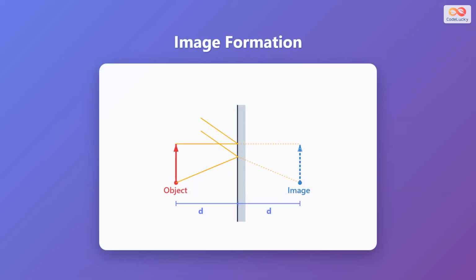When an object is placed in front of a plane mirror, light rays from the object strike the mirror and reflect according to the law of reflection. If we trace these reflected rays backward, they appear to converge at a point behind the mirror. This is where the virtual image forms. An important characteristic is that the image appears at the same distance behind the mirror as the object is in front of it. If the object is at distance d from the mirror, the image will also be at distance d behind the mirror.